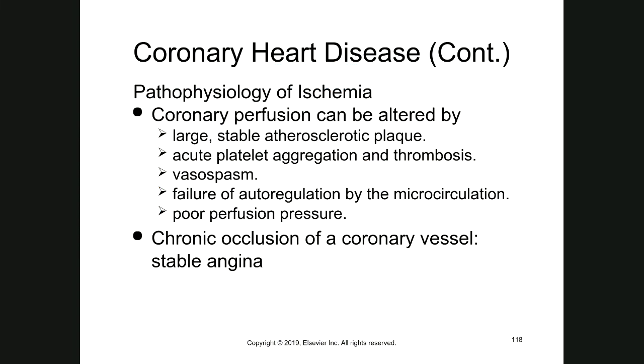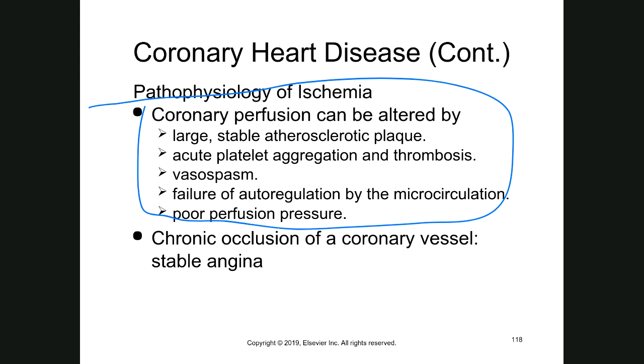Now, the coronary perfusion can be altered by a large stable atherosclerotic plaque, acute platelet aggregation and thrombosis, vasospasm, failure of autoregulation by the microcirculation, poor perfusion and pressure. Those concepts need to be clear because they are part of the pathophysiology of the ischemia, okay? If there is a chronic occlusion of the coronary vessel, it is what we call a stable angina. But that first bullet over there is essential.